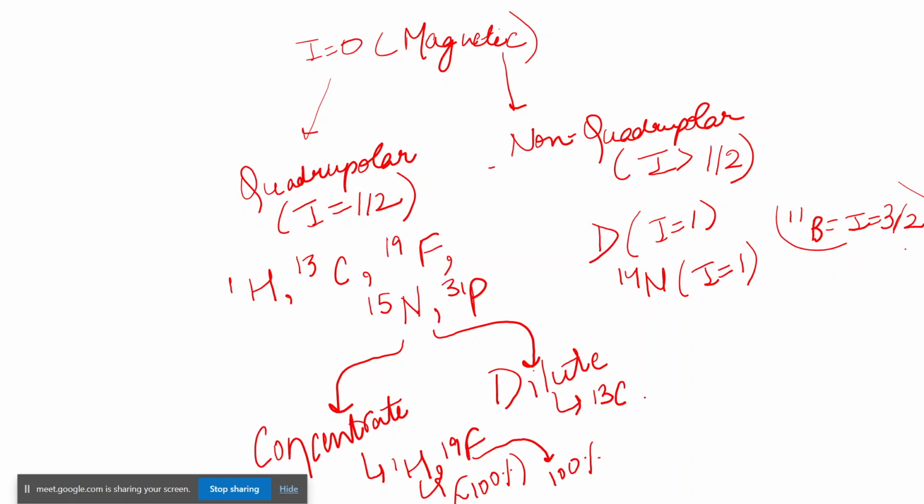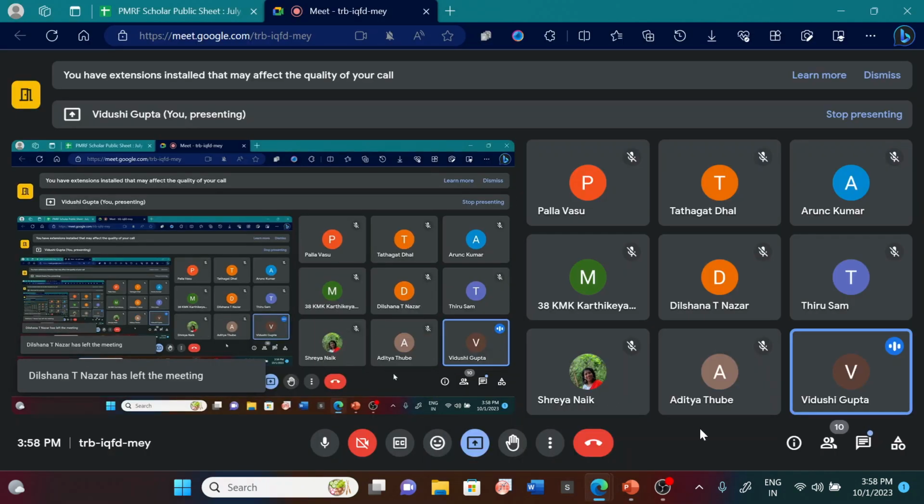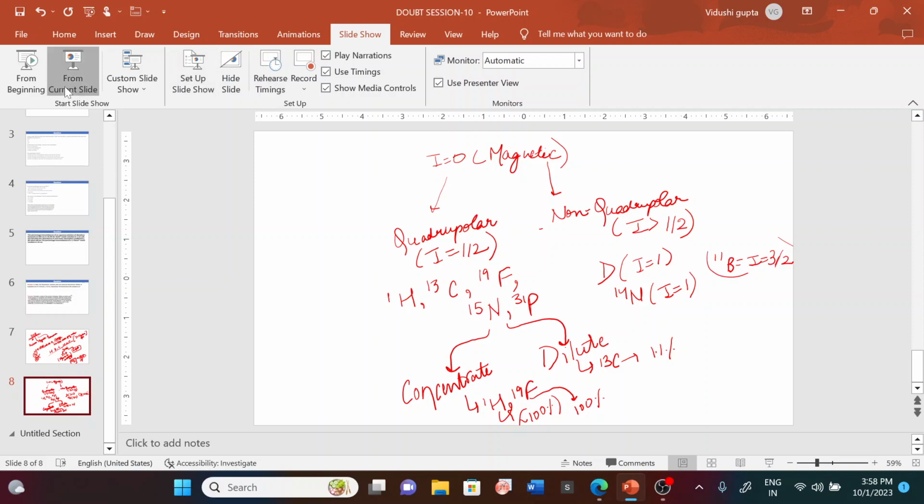While in 13C, it is 1.1%. As you know, carbon can naturally exist as 12 carbon or 13 carbon, so there are two different isotopes. 13C exists in 1.1%, so 100 minus 1.1 will be 12C. Is it clear? Yes, ma'am.